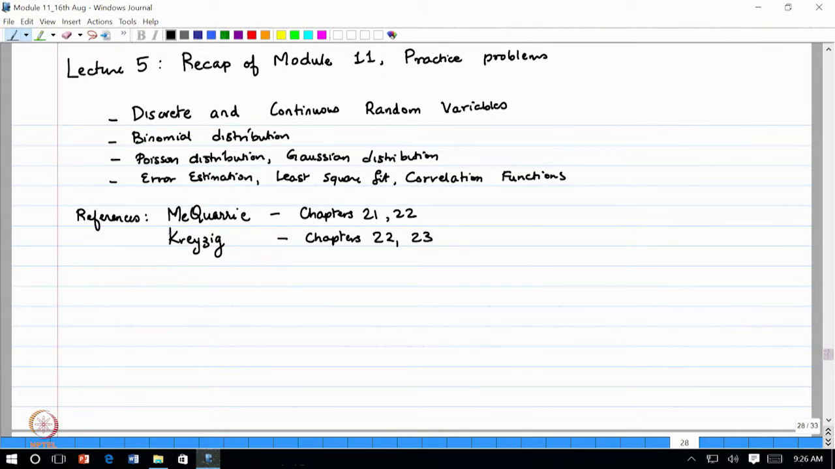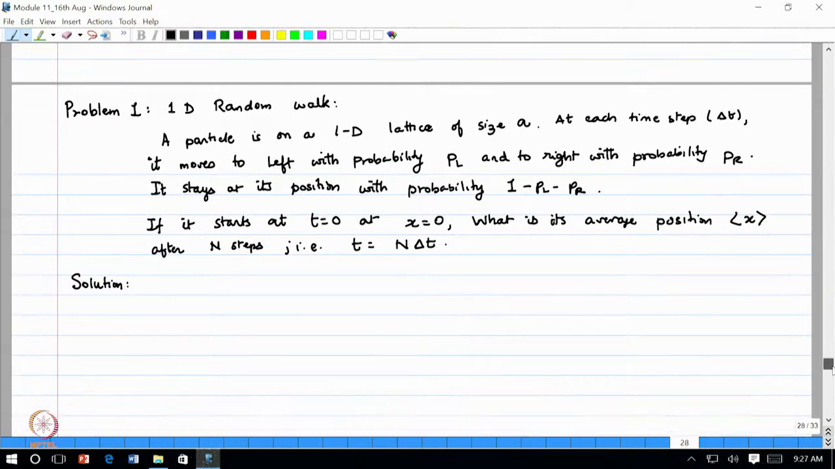Now, this material is covered very nicely in Macquarie in chapters 21 and 22, and also Krasig in chapters 22 and 23. So, now let us do a few practice problems. These are tools that we have been using, and a lot of the mathematics that is involved is things that we have already seen before. But in any case, let us go and do a few practice problems.